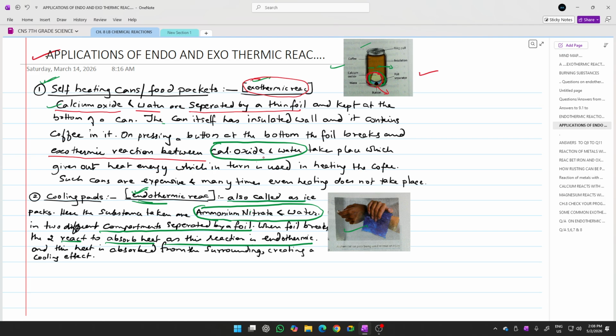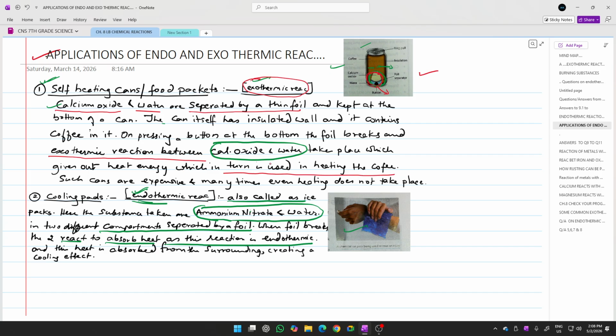So when this reaction takes place, heat will be given out, and that heat will be used in warming up this coffee inside the can. Is that clear? So when this exothermic reaction is completed, heat energy is given out, and that heat energy is used in heating the coffee, or you can say tea.